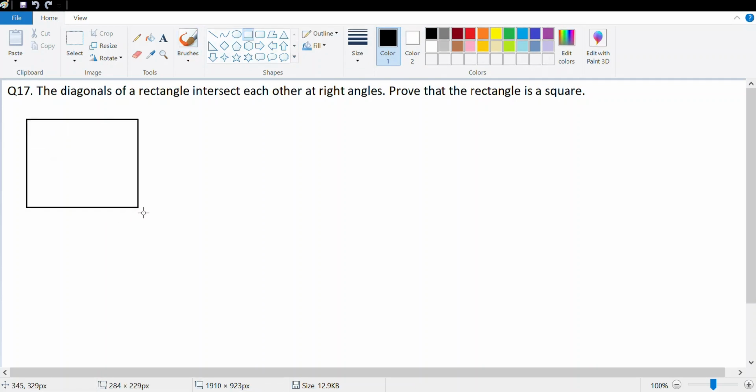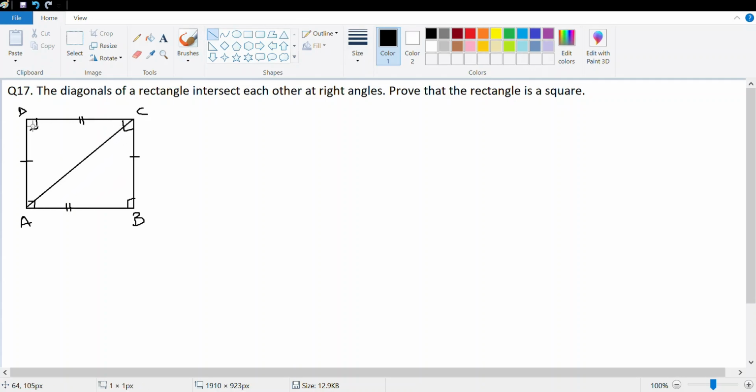We know that this is a rectangle. We need to prove that it's a square. Let's just name it. This is A, B, C and D. All angles are given equal to 90 degree and opposite sides are given equal. It's a rectangle. Good. Intersect at 90 degree.